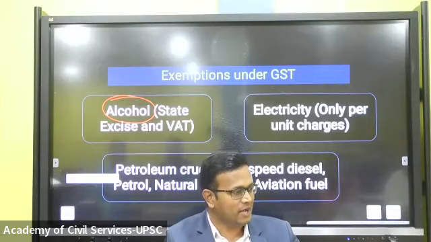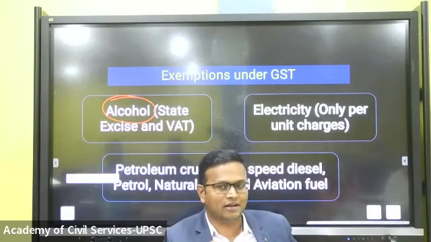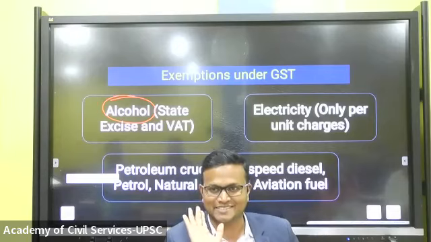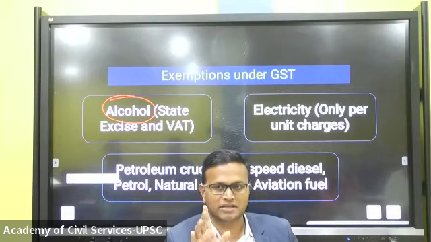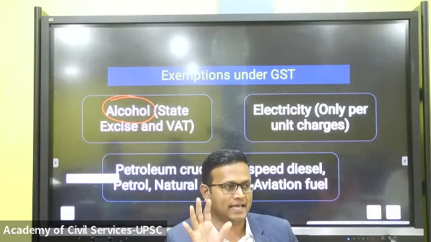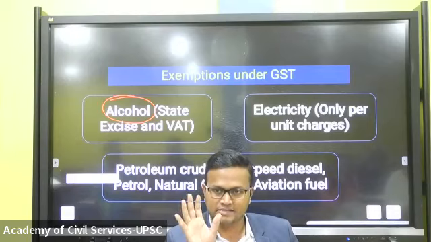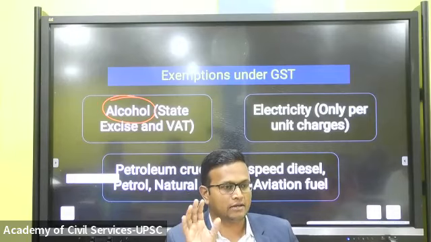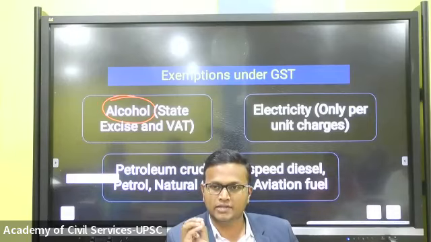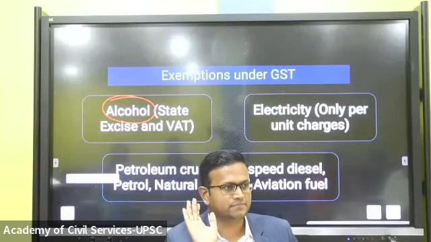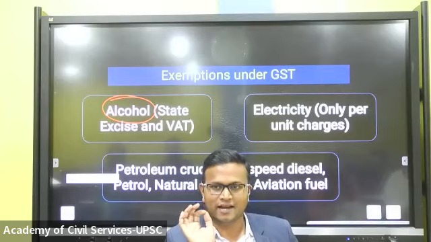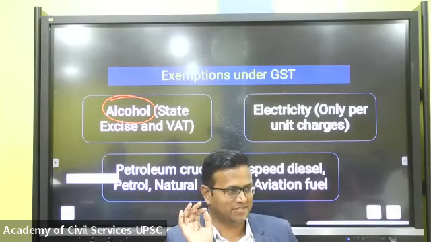Why are they coming to this house? They are manufacturing alcohol here without paying the excise duty, the manufacturing tax. Alcohol has excise duty, alcohol has value added tax, alcohol has sales tax. Why is it not brought under GST? The reason is that under GST, the maximum tax is 28%.